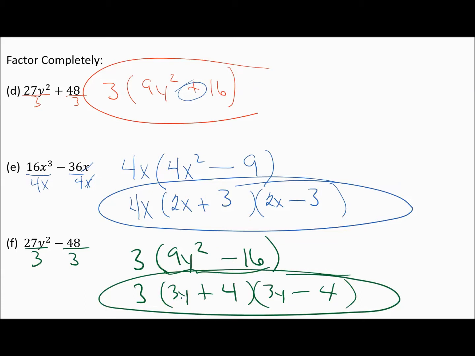Don't forget, all of your problems you can check by expanding them back out. For example, this last one we did, you can multiply the 3 into the first set. It does not go into both of these factors, right? When you multiply, you just multiply the first two together. But my suggestion is to FOIL all this out first, simplify it, and then multiply the 3 inside to get 27y squared minus 48.